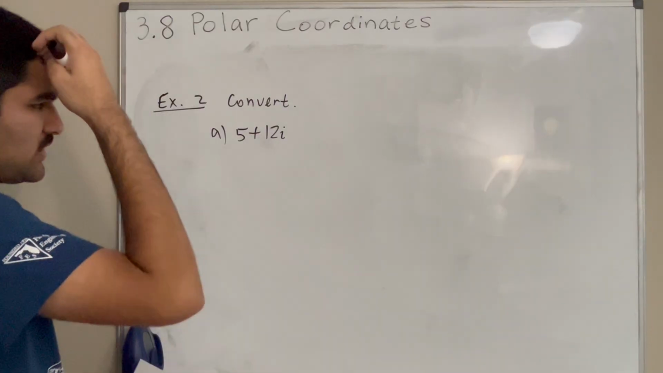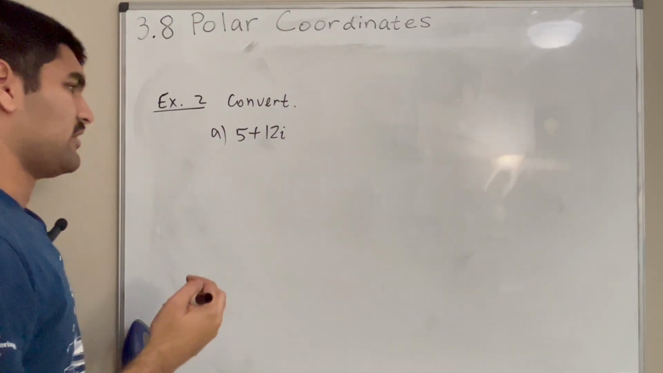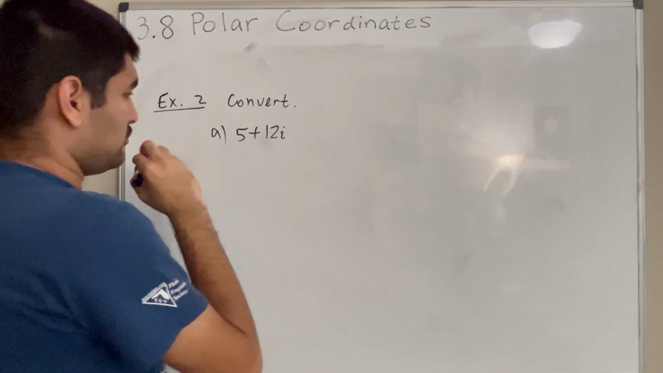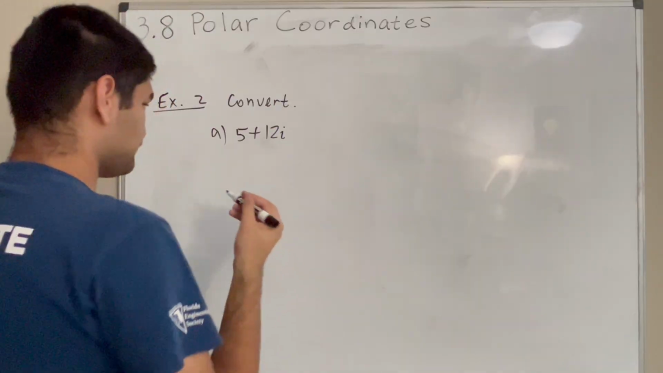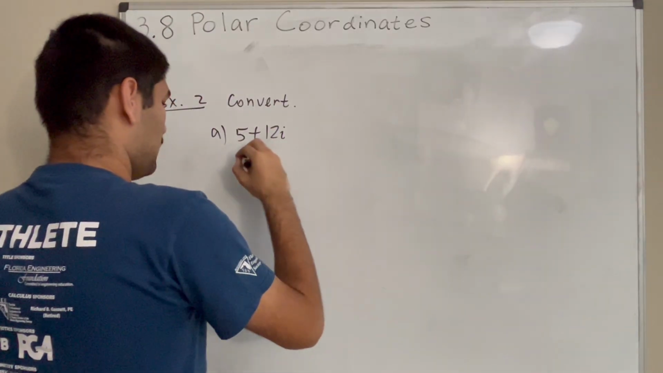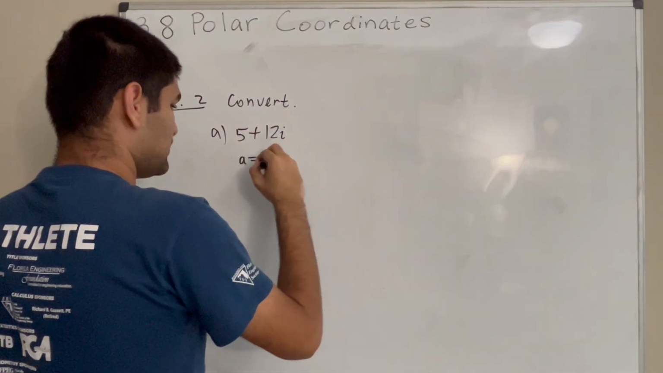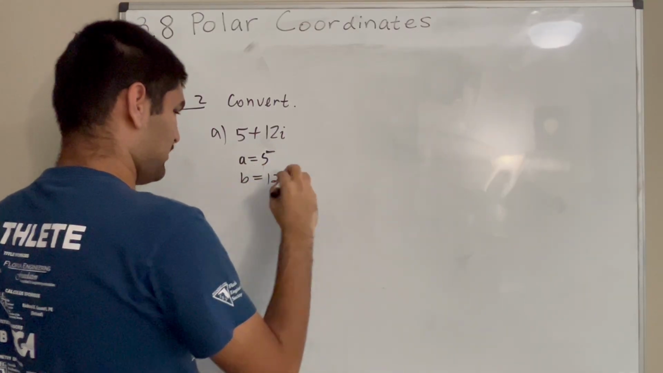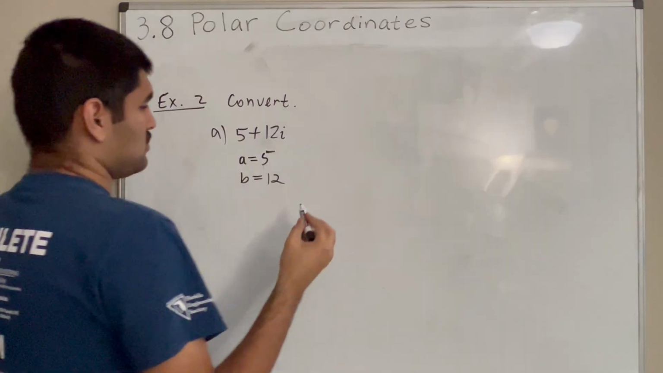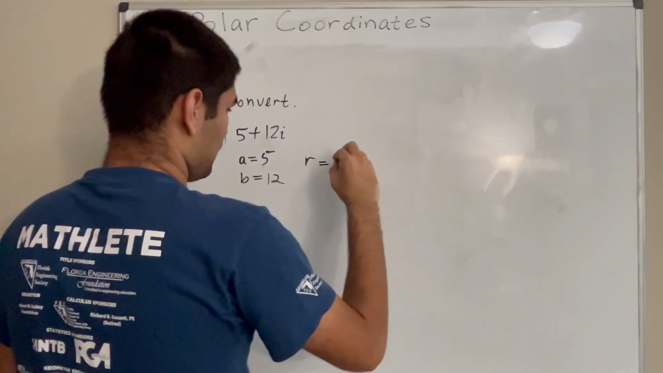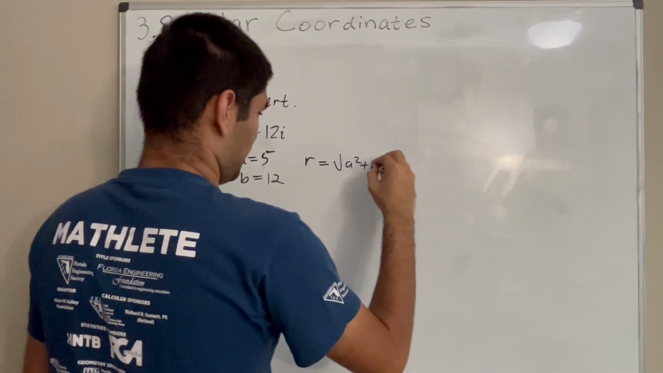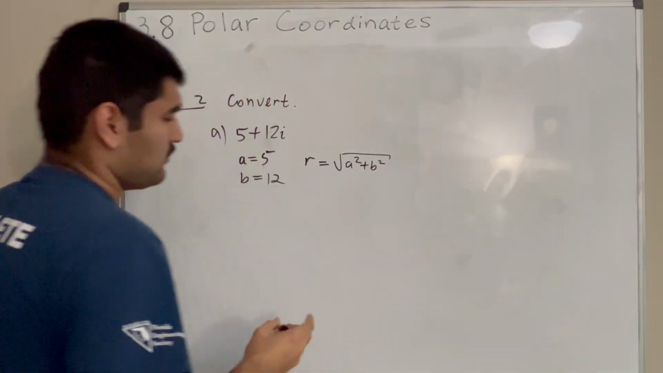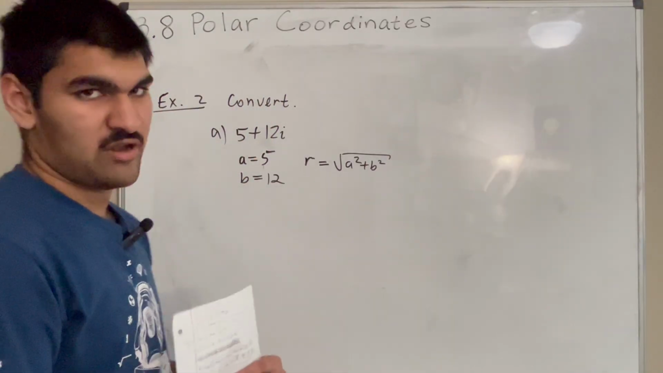All right, so let's suppose we have the following complex number, 5 plus 12i, and we want to convert this to polar form. So we know that our a value is equal to 5, and b is equal to 12. So we know that r is equal to the square root of a squared plus b squared, and this just comes from the Pythagorean theorem.